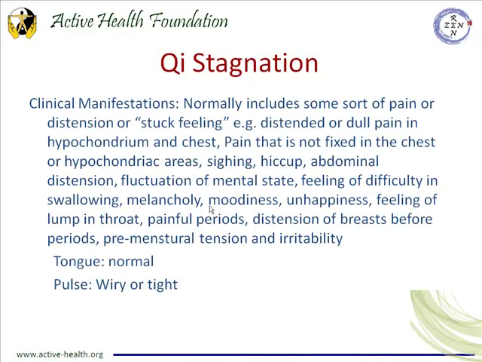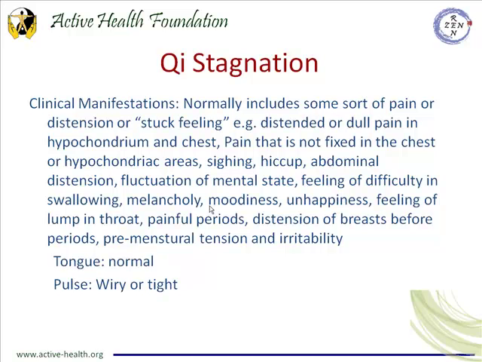The next disharmony that we look at is Qi stagnation. The main clinical manifestations of a Qi stagnation usually include some sort of pain or distension or a stuck feeling. Distended or dull pain in the hypochondrium, for instance, or chest. Pain that is not fixed in the chest. When we ask our patients where the pain is, they find it difficult to describe exactly where it is, to put their finger exactly where it is. It tends to move from place to place.